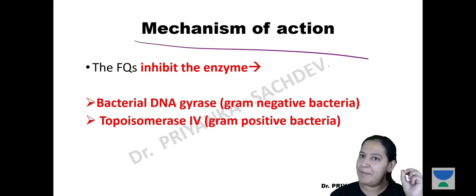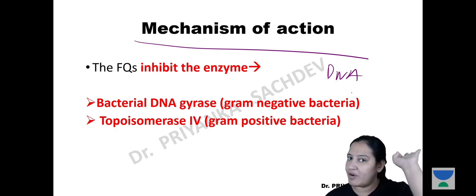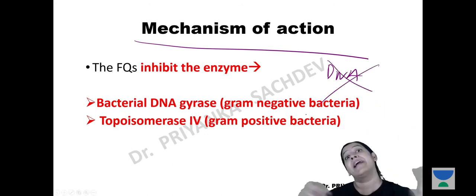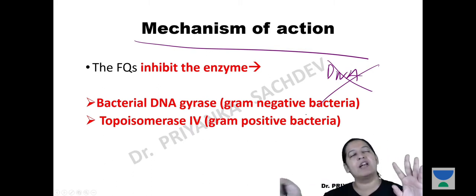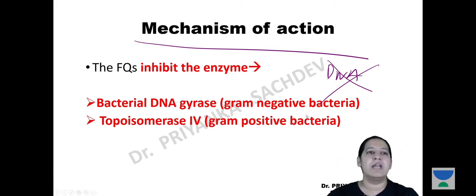They also inhibit DNA synthesis, but these are not indirect inhibitors. They will not inhibit folic acid synthesis. They will directly inhibit DNA synthesis. These are direct inhibitors. It is not like sulfonamide and trimethoprim, which indirectly inhibit DNA synthesis by inhibiting folic acid. How will they inhibit DNA synthesis?